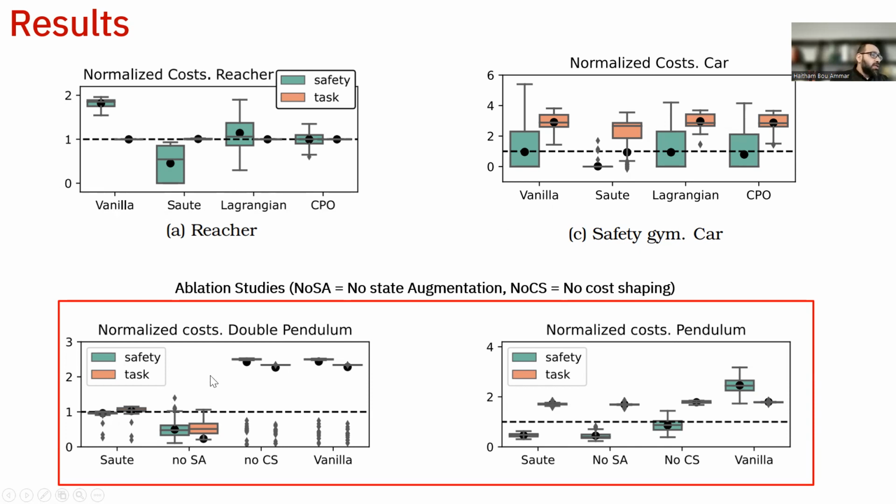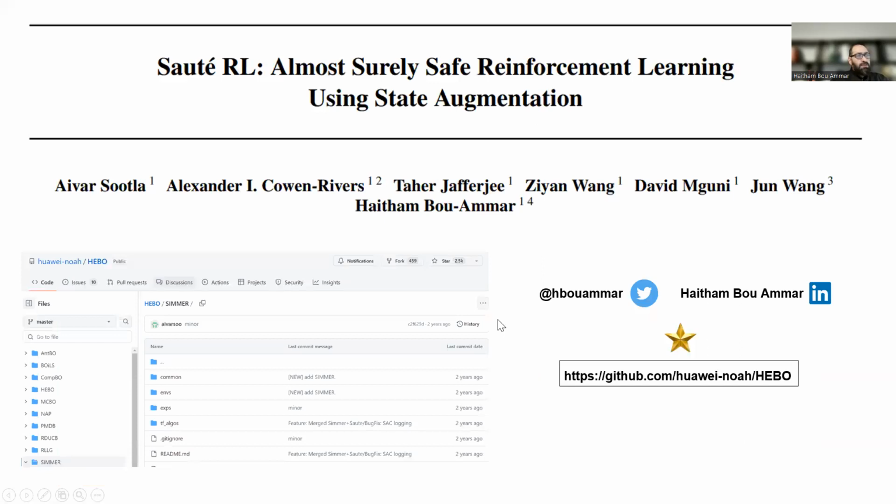Here we also did an ablation study where, for example, we did not do the state augmentation, or we did not do the cost shaping, and we see that the whole pipeline is actually better than that. Okay, this is the paper, and the code is available here. If you go to the Hebo library, there's a folder called Simmer. Under Simmer, you will find all this code.